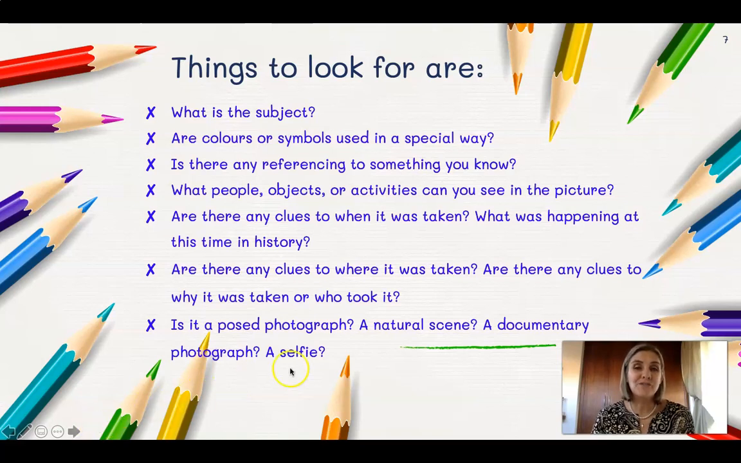And then is it a posed photograph, like one of your selfies? Or is it just a natural scene? Was it a documentary photograph? Did somebody just take it in passing? So those are some of the things to look for.